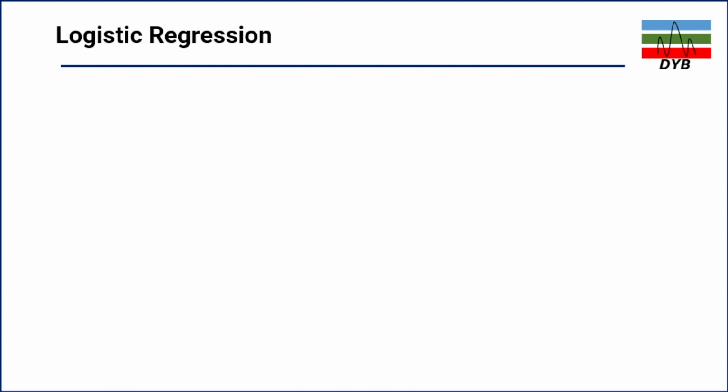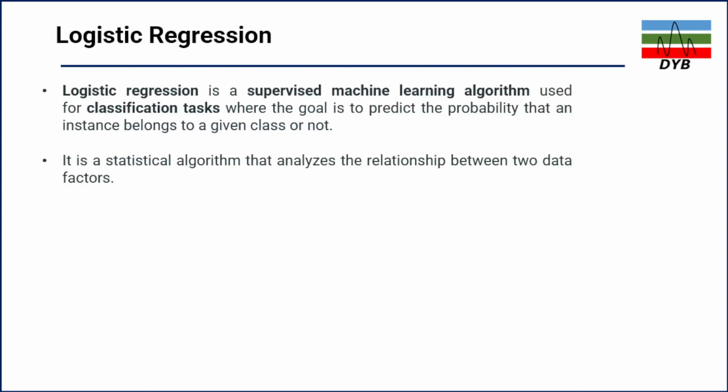So what is logistic regression? Logistic regression is a supervised machine learning algorithm which is used for classification tasks, where the goal is to predict the probability that an instance belongs to a given class or not. I mean, you have to say either yes or no. So then you have the regression analysis, the logistic regression.